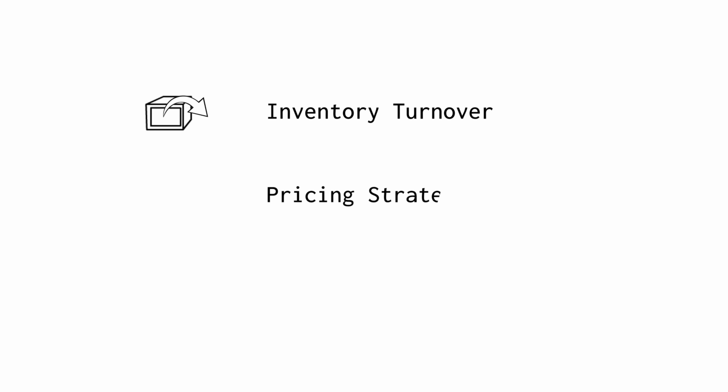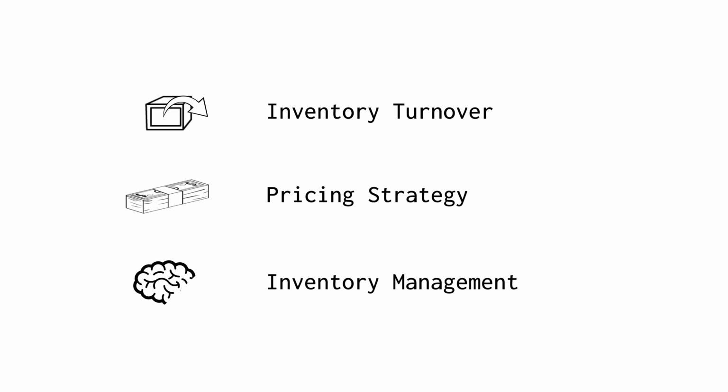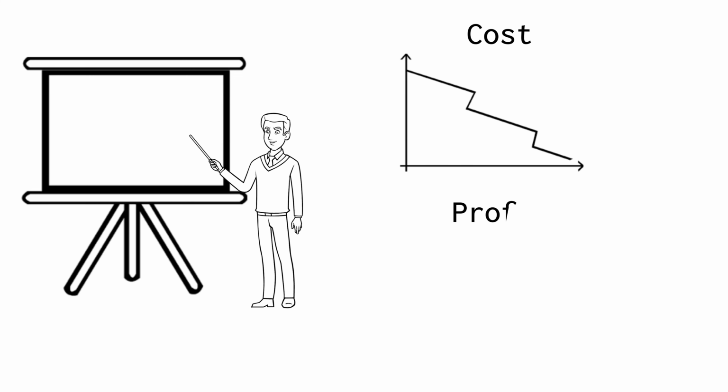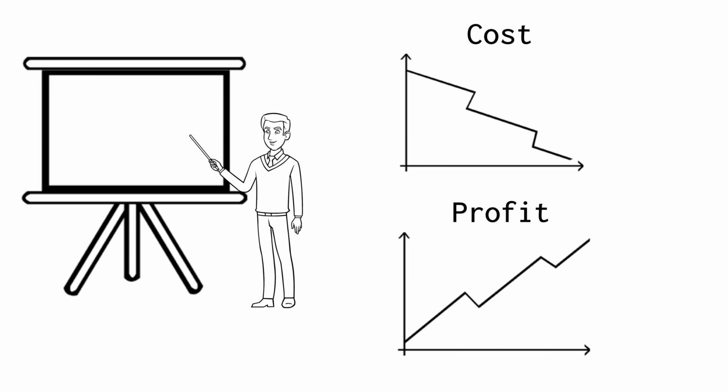strategies and inventory management. Several factors can affect GMROI, including inventory turnover, pricing strategy, and inventory management. Inventory management is also crucial in GMROI analysis. Businesses need to ensure that they are managing their inventory effectively to minimize costs and maximize profitability. Poor inventory management practices can lead to increased costs and decreased profitability.